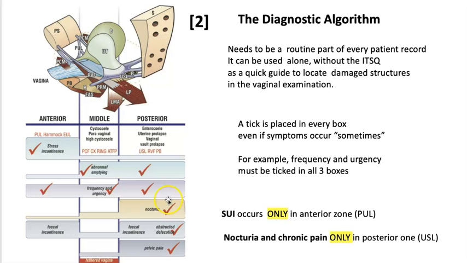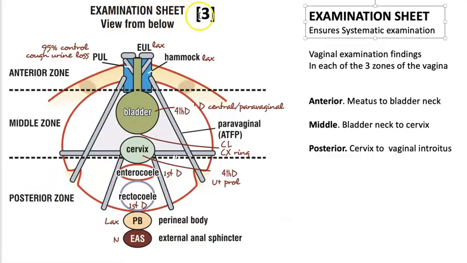So the combination of symptoms, as we discussed earlier in the Piscatory Iceberg, and you have to ask for all the symptoms, can tell you pretty accurately which ligament is causing the problem. So if you've got pelvic pain, nocturia and one of these, you know almost 95% certainly that the problem is from a loose uterosacral ligament. So the examination is number 3 in the integral theory assessment, and this examination sheet ensures systematic examination. So you have to examine every part of the vagina, anterior zone, middle zone, posterior zone.